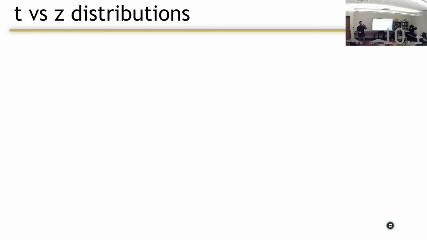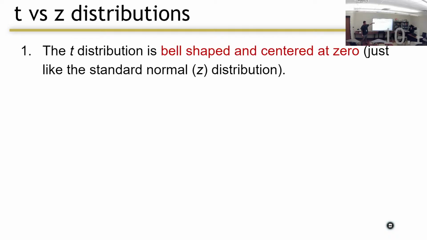So let's talk about the difference between a t distribution and a z distribution. There's not a whole lot of difference, but we of course do need to talk about differences. The t distribution is still bell-shaped. It's still centered at 0. So, not a whole lot of difference there.